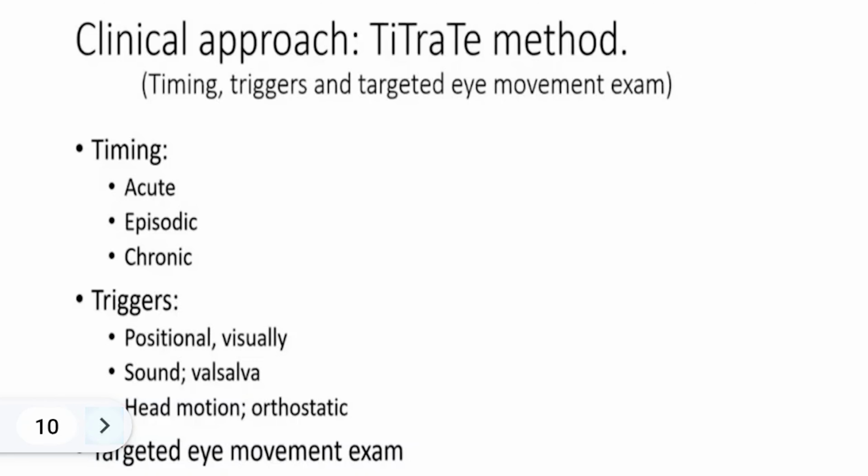And these slides clearly show the clinical approach, the TiTrATE method, in approaching a patient with vertigo. The TiTrATE method consists of three elements: timing, triggers, and examination of targeted eye movement. In timing, we need to ask the patient whether the complaint is acute, episodic or chronic. And the second element, triggers: we need to ask what the triggers for vertigo are, whether it is positional, or with head motion, or with sound or Valsalva.